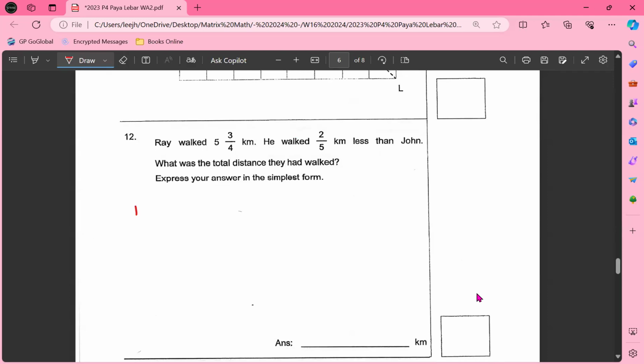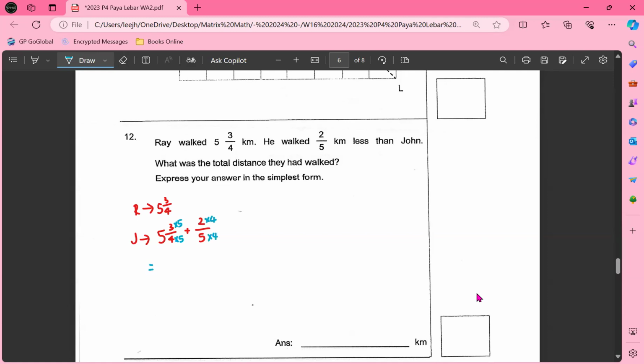So that means Ray is only 5 3/4. Let's find John. If Ray is 2/5 kilometer less, John will be 2/5 kilometer more. So we look for John by taking 5 3/4 plus 2/5. You look at the denominators, it's a 4 and a 5. We change them to the same. In this case, we can only change them to 20. So this one times 5, times 5. This one times 4.